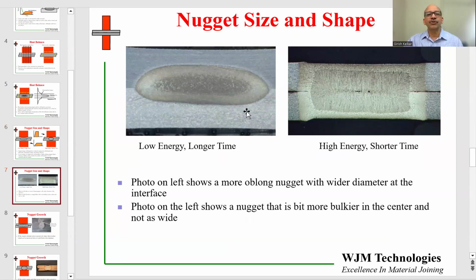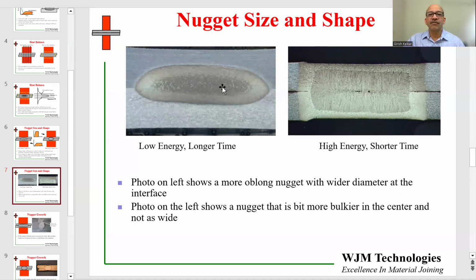Before we go there, let me show you some schematics of what these nuggets might look like. So depending on the cooling rate, the material, and the energy delivery, you can form a more oblong type weld nugget, which is relatively low energy with longer time. Again, this is all relative depending on the material, thickness, electrodes, and so on. So there are multiple ways of analyzing this. In contrast, if you send high energy for a shorter time, then the nugget is going to go quickly more in the vertical direction. And you might also get some porosity if the nugget is not closed down quickly enough.